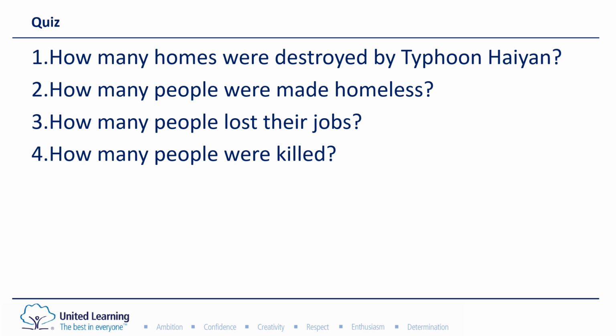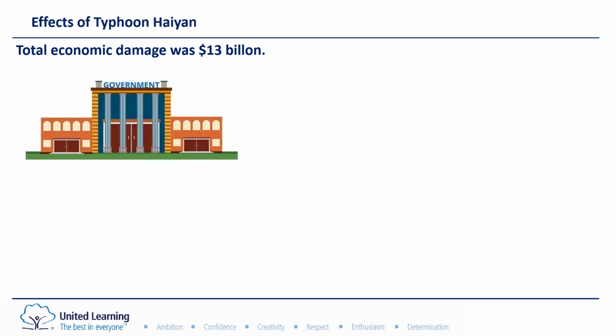So pause it here and have a go at answering the questions. Brilliant, well done. So number 1 was 1 million, number 2 was 1.9 million, number 3 was 5.6 million, and number 4 was 6,300. Another primary effect was the total economic damage was 13 billion.